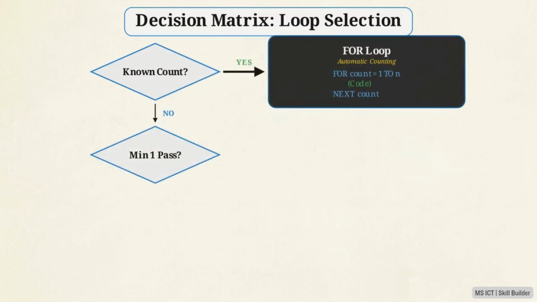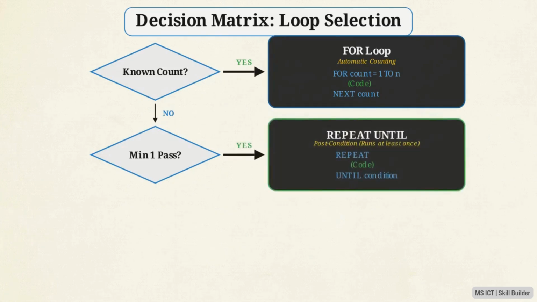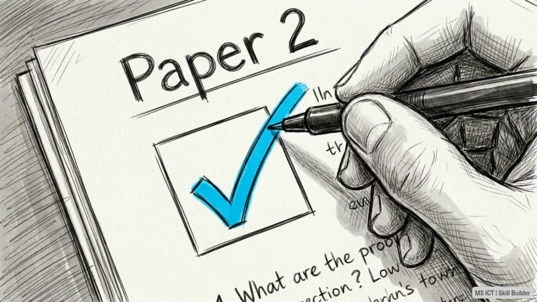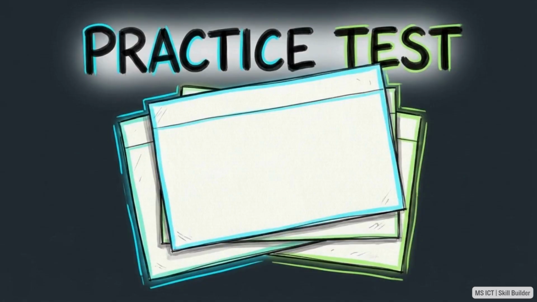If not, ask, must the code run at least once? If yes, use a repeat until loop. Finally, if the code might skip execution entirely, the while-do loop is the correct choice. This 3-question matrix provides a clear path through paper 2 questions, replacing guesswork with a repeatable logic process. Let's test this framework against 3 rapid-fire exam scenarios.